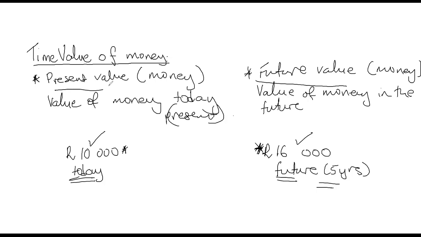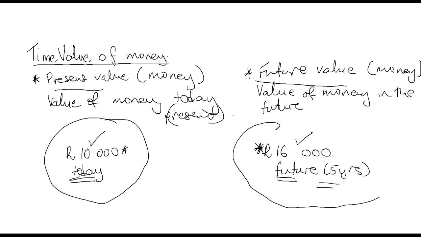So when we talk about money, the value of money today is not the same as the value of money in the future. And because of that, we have to distinguish between the present value of money and the future value of money, right? And then someone might ask, why is it that the value of money today is not the same as the value of money in the future? Why is it that 10,000 Rand today ends up being 16,000 Rand in the future?